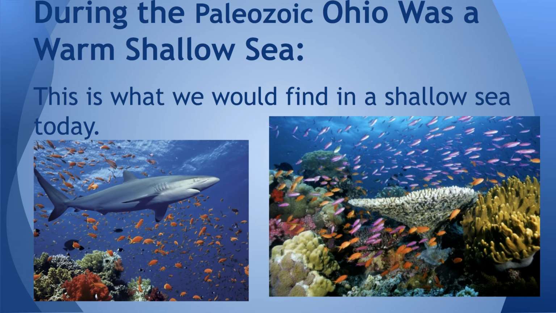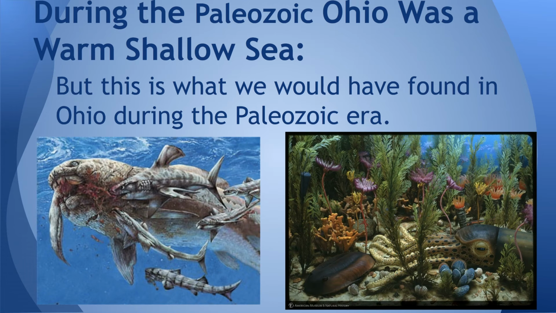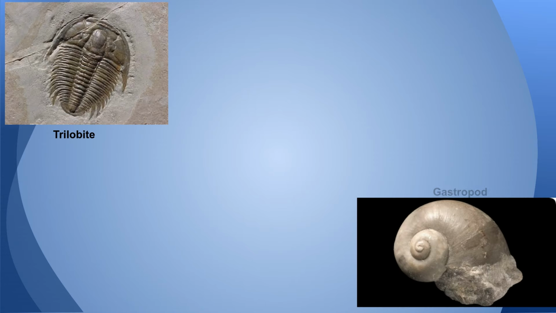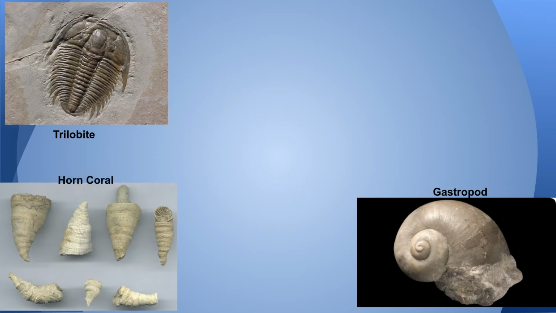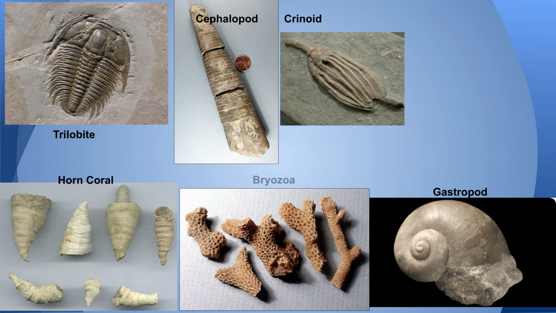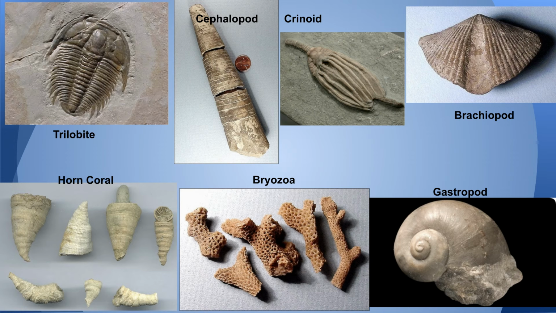So here we go. Ohio was a warm shallow sea, and this is what we think it would have looked like back then. So this is extinct Ohio. These animals lived in Ohio. We live in section 5, and we find these following fossils: our trilobites, our gastropods, our horn corals, cephalopods, crinoid stems. But that's the crinoid head, not the stem part. Bryozoan, and then our brachiopods. Okay, so these are common fossils in our area that lived in these warm coral reefs.